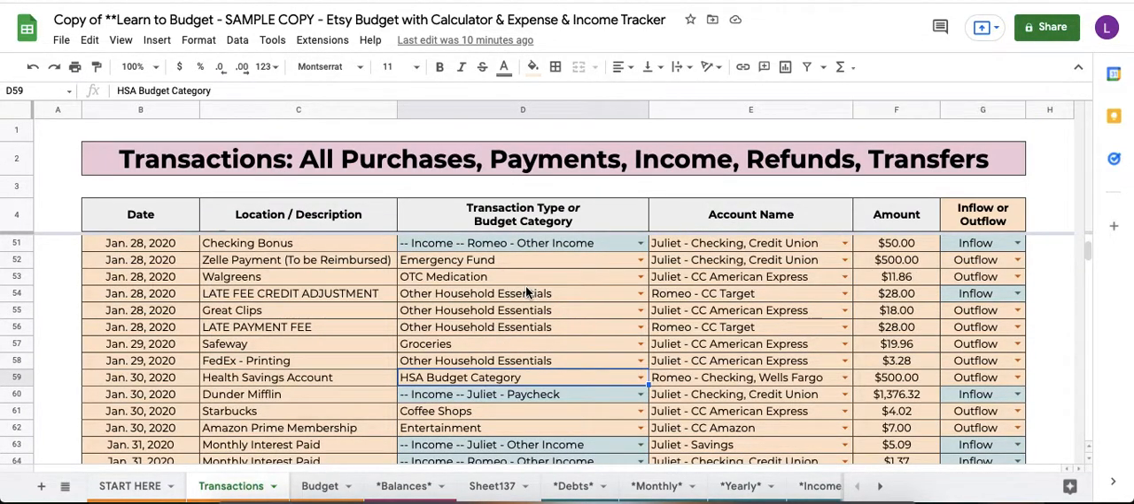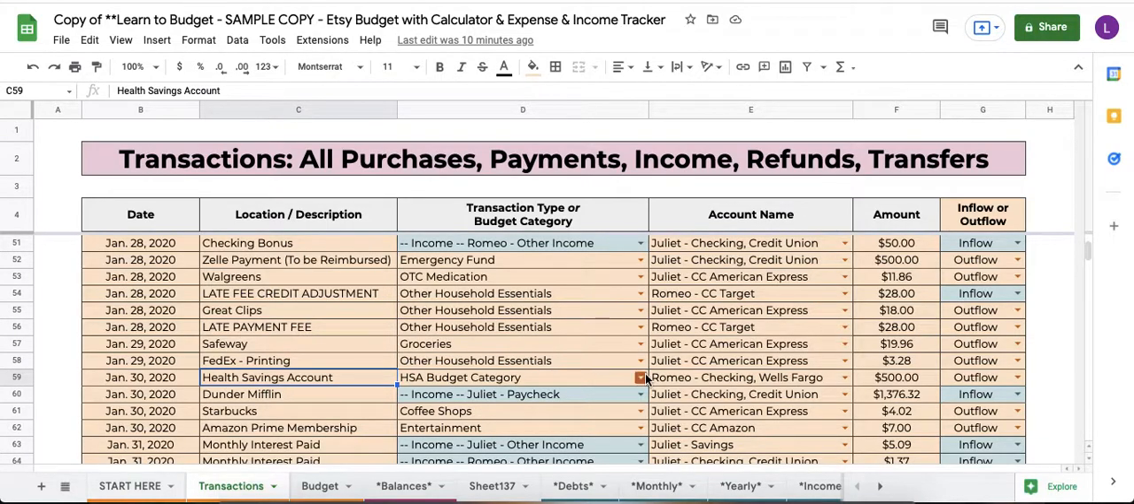So as you can see right here on January 30th, Romeo took money from his checking account. He put it into his health savings account that exists outside of this budget anywhere. And he took that money out, so it's outflow because he took $500 out of his checking account. And that $500 was also taken from the budget category of HSA. Now, as I've explained extensively in this video, because your health savings account does not exist within this budget, you don't have to enter that twice.